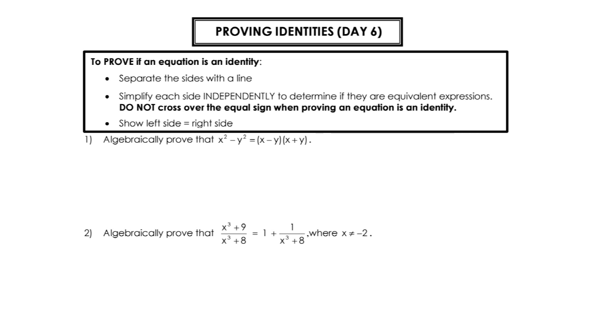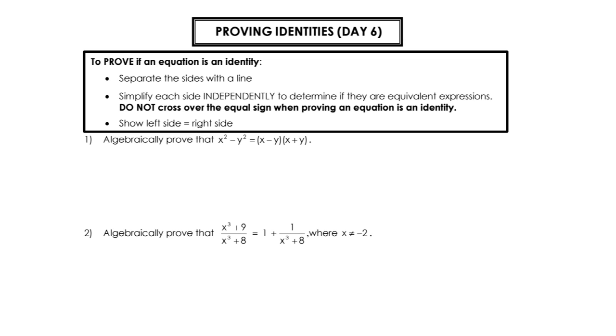So here we go. In number 1, it says algebraically prove that x squared minus y squared equals x minus y times x plus y. Sometimes you can tweak the left side, sometimes you can tweak the right side, sometimes you have to tweak both sides. It depends on the problem and on what you see.